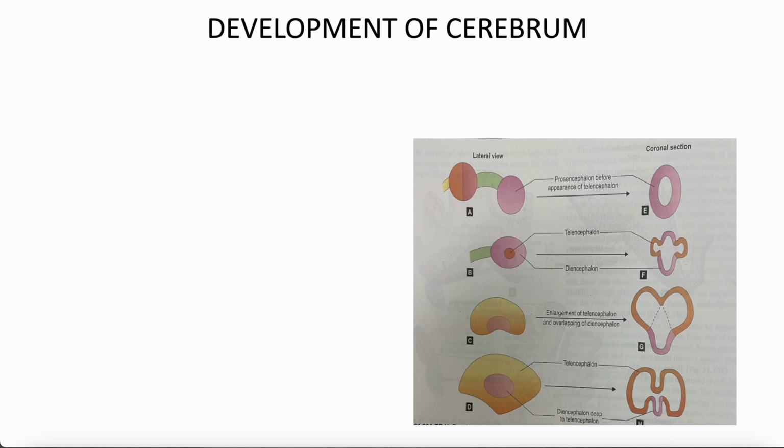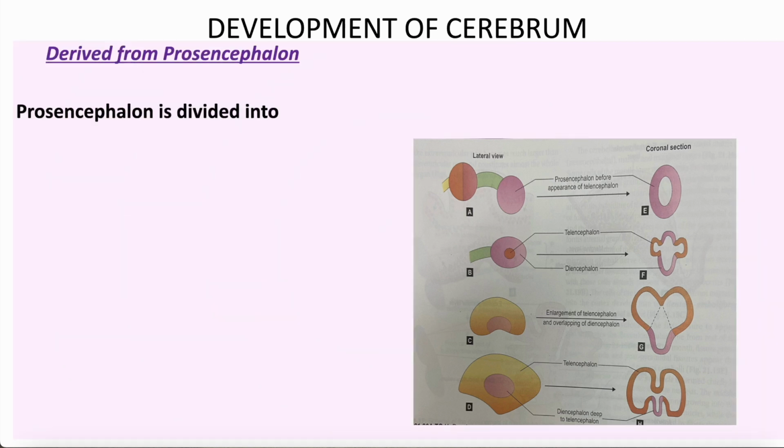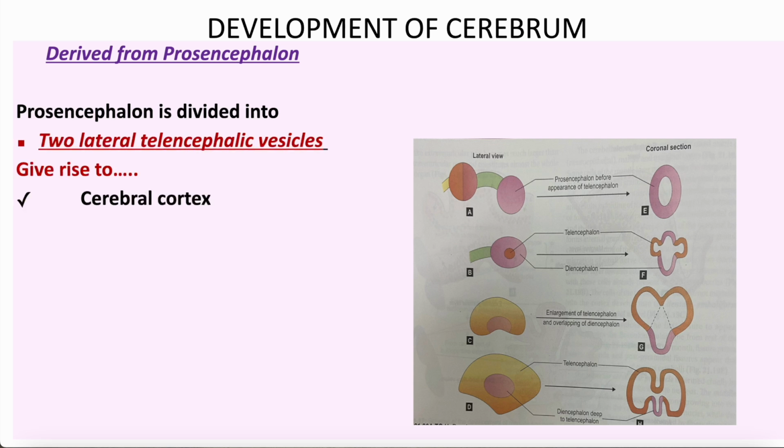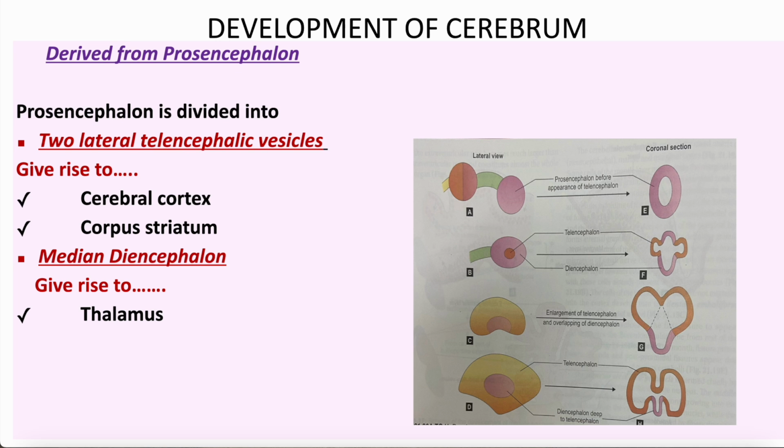Now coming to the development of the cerebrum, it is derived from prosencephalon, which is divided into two lateral telencephalic vesicles which give rise to cerebral cortex and corpus striatum, and the median portion is diencephalon, which is going to form the thalamus, hypothalamus and related structures. So in the diagram you can see this coronal section showing the two telencephalic vesicles. In the middle portion, that is on the median side, the diencephalon is present.